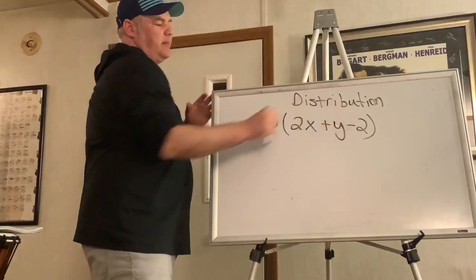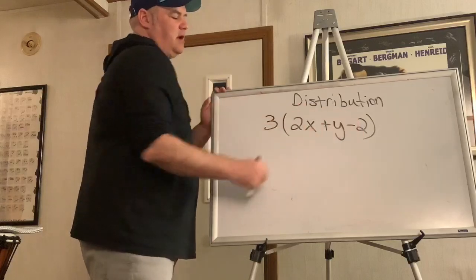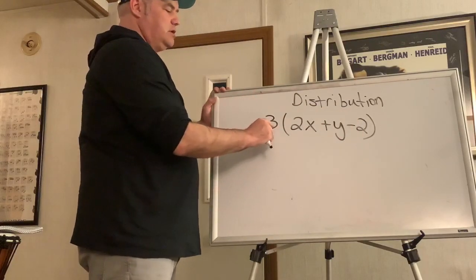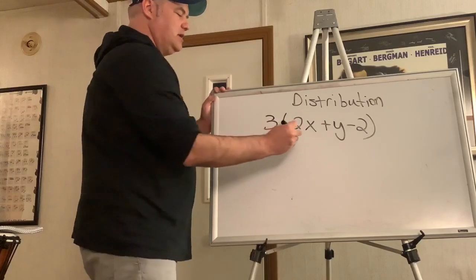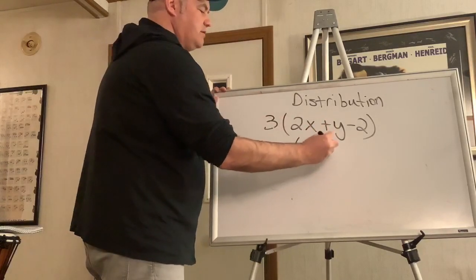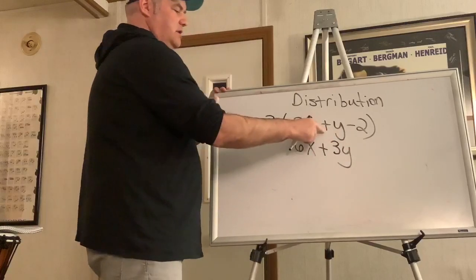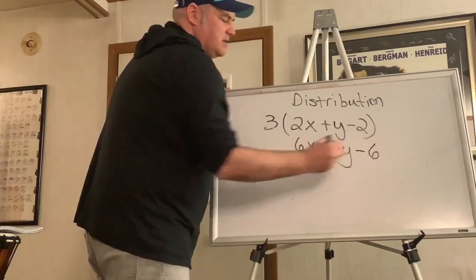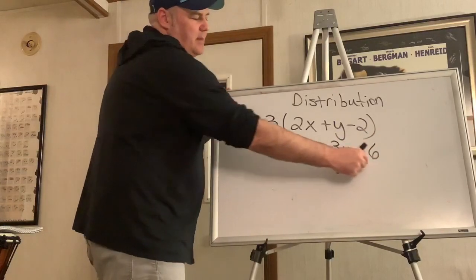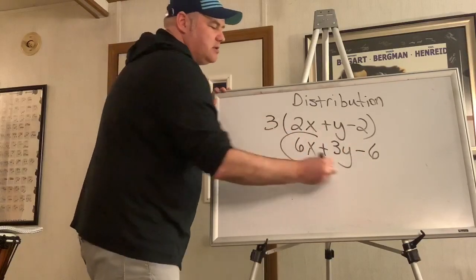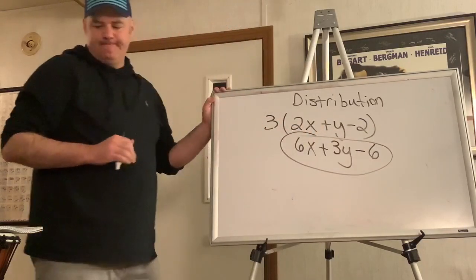2x plus y minus 2. There are 3 terms in there. We've got a 3 out here, so we're going to distribute it. 3 times 2x is 6x. 3 times y is 3y, positive, because it's a positive and a positive. And 3 times negative 2 is negative 6. Then we look and ask, can we combine any of these? We cannot. One's an x, one's a y, one's just a number. So that's where we stop.